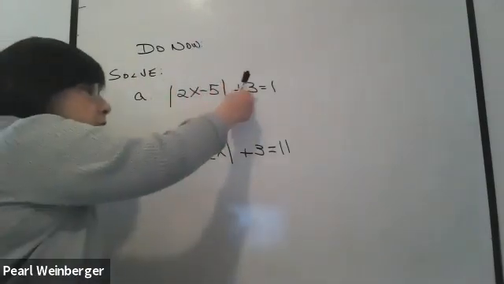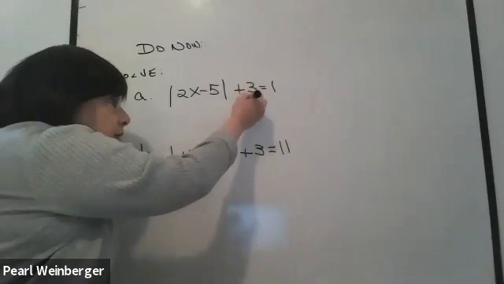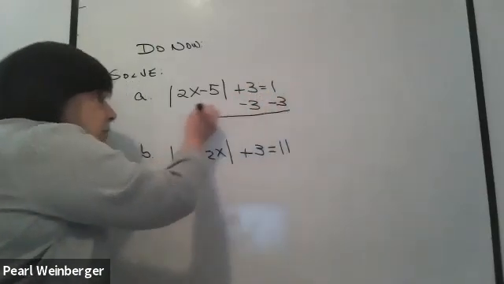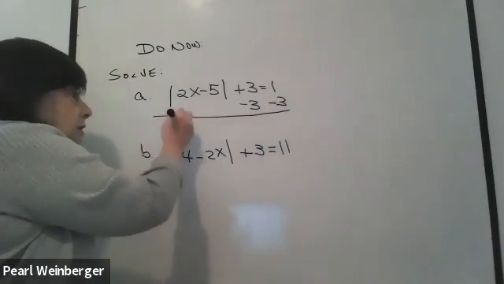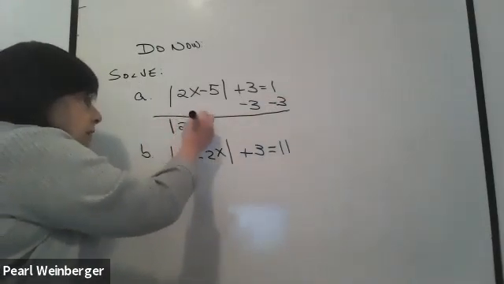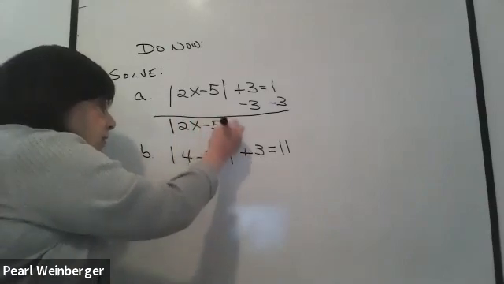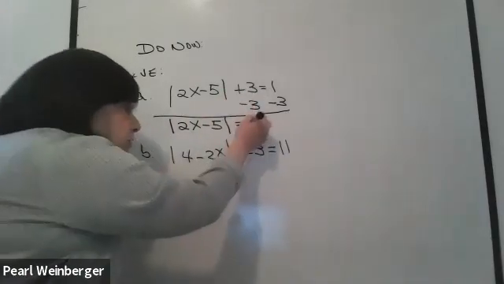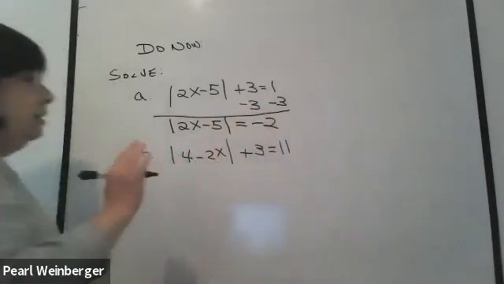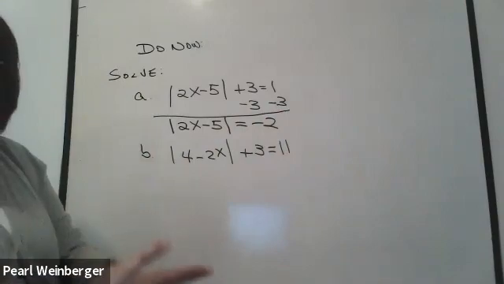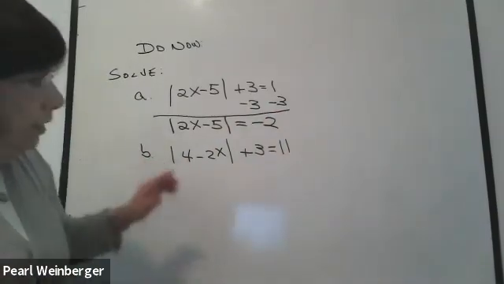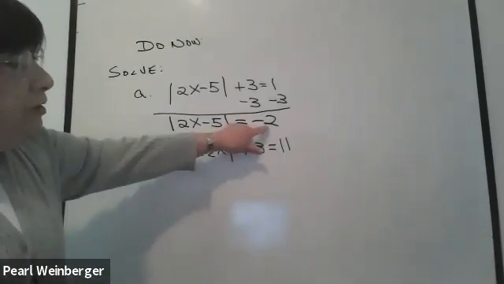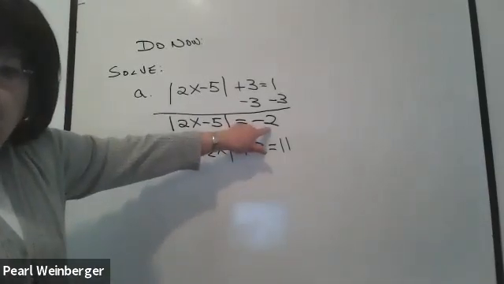So the first thing I'm going to do is try to get rid of this 3, and I'll do it by subtracting 3 from both sides. And that'll give me the absolute value of 2x minus 5 equaling 1 minus 3, which is negative 2. Step 1, isolate your absolute value. Step 2, look at the number that's on the other side of the equal sign.